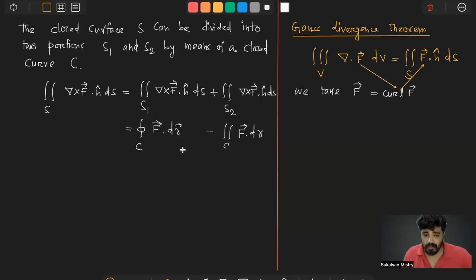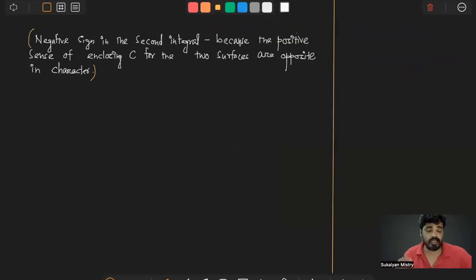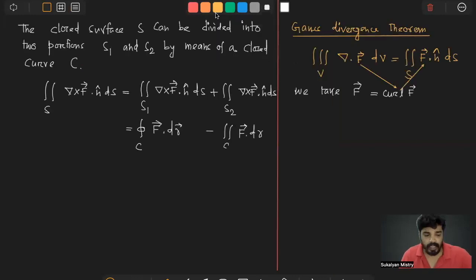What is the reason? Because the positive sense of enclosing C for two surfaces are opposite in character. Okay, so here we apply Stokes theorem. So you can write by Stokes theorem.